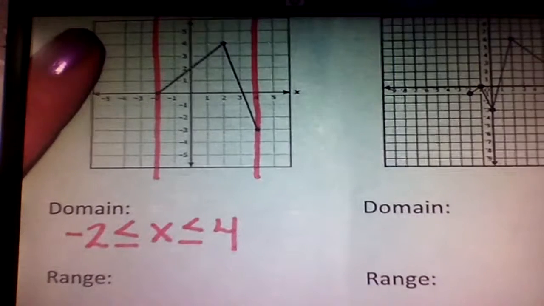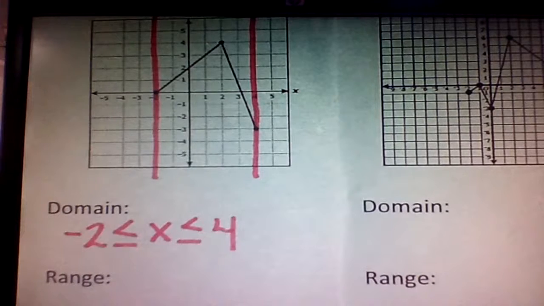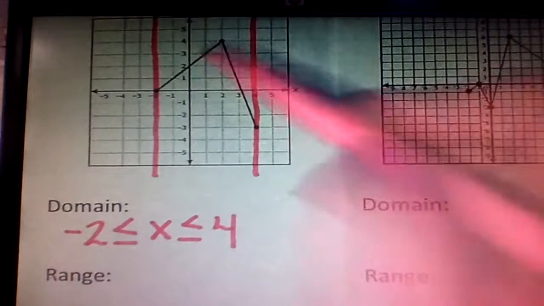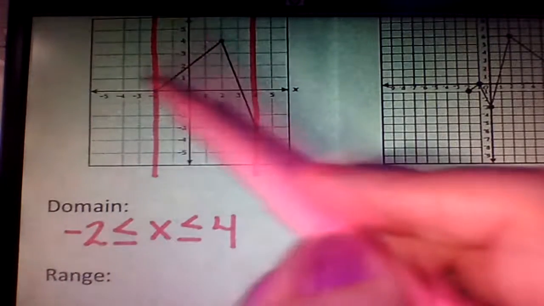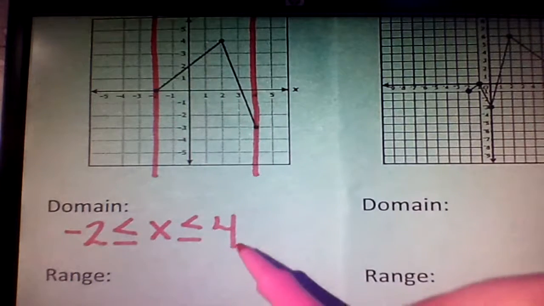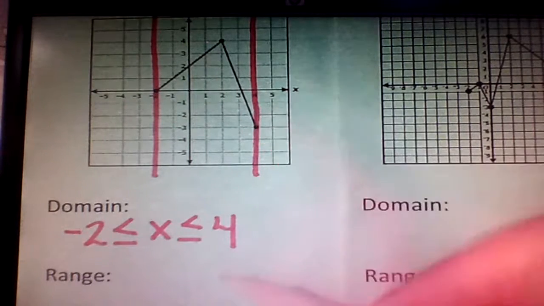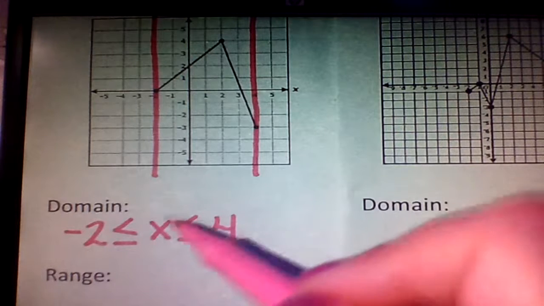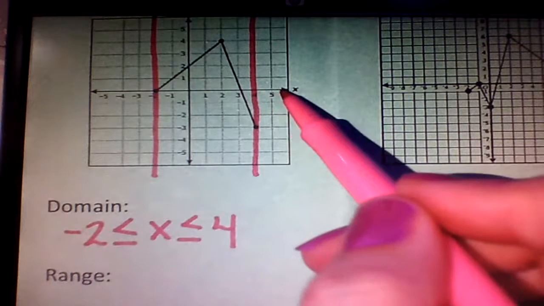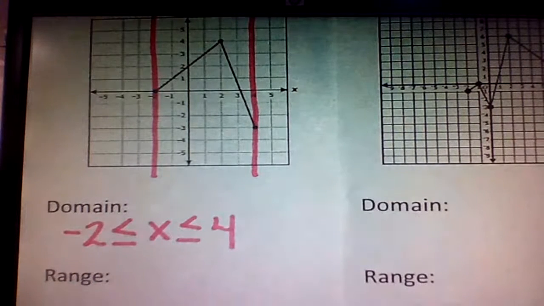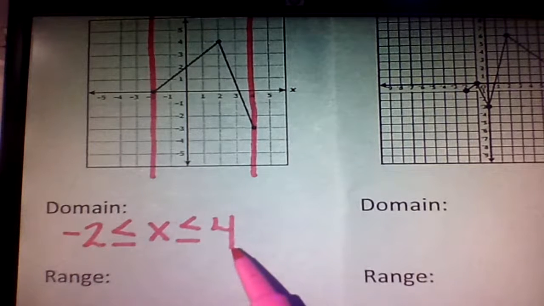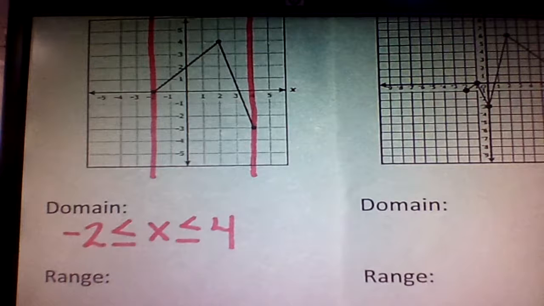Okay, so that means if I told you x is 1, there's an answer for y. If I told you x was 2, there's an answer for y. If I told you x is -2, there's an answer for y. If I tell you x is 4, there's an answer for y. But if I tell you anything outside of those bounds, so if I say x is 5, there's no answer for y. So that's not part of my domain. In order for it to be a part of my domain, there has to be an answer for my y when I pick an x value. So anything from -2 up to +4 will give me an output. Does that make sense?